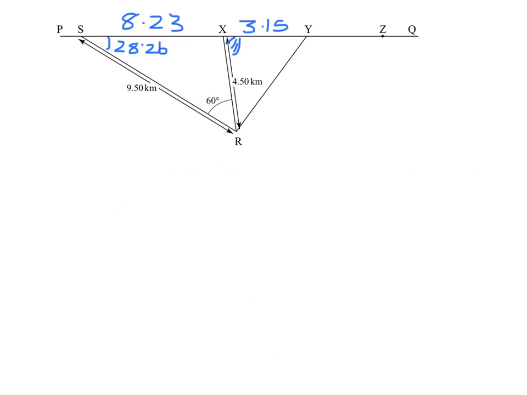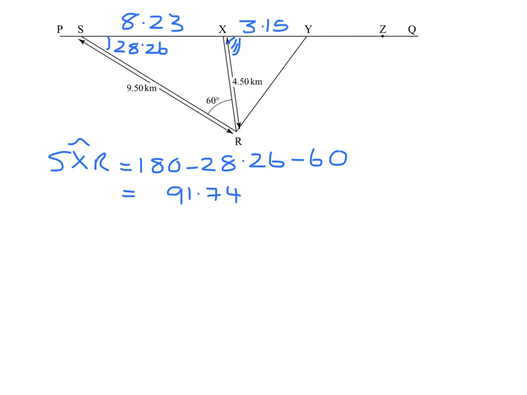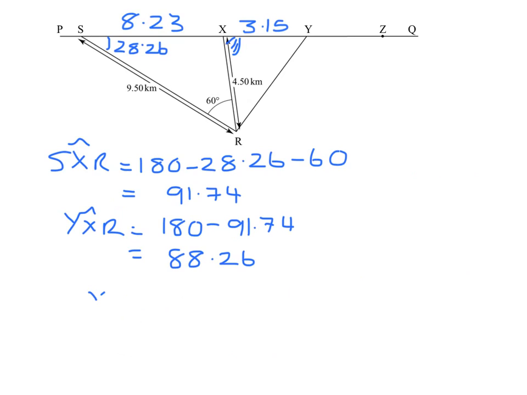We're now asked to find the size of the angle RXY, so that's this angle here. I can start by finding SXR, and it will be 180 minus 28.26 minus 60, which gives us 91.74. Then because they're on a straight line, YXR will be 180 minus 91.74, which gives us 88.26.